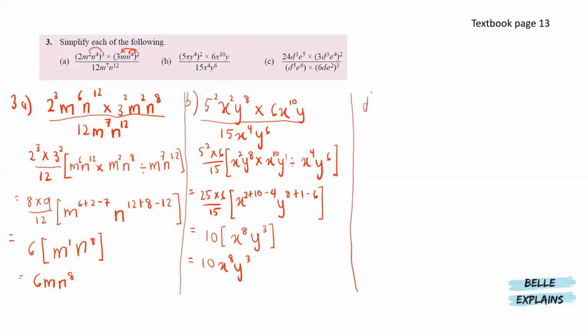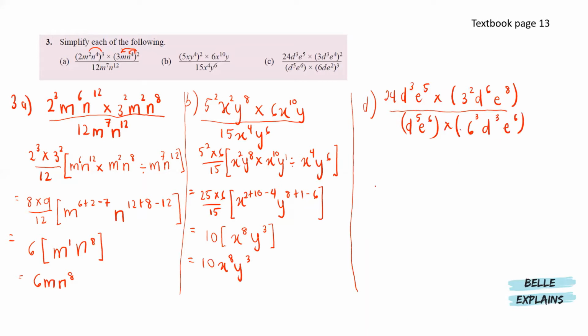Next, for d, let's open up the brackets. We have 24d to the power of 3, e to the power of 5 times 3 to the power of 2, d to the power of 6, e to the power of 8, over d to the power of 5, e to the power of 6, times 6 to the power of 3, d to the power of 3, and e to the power of 6.